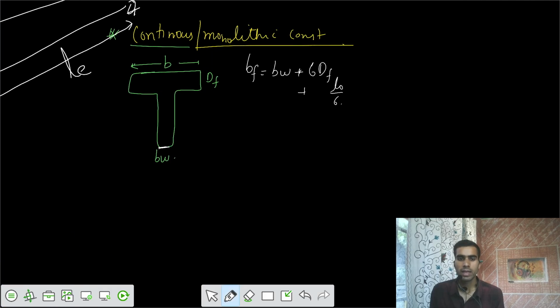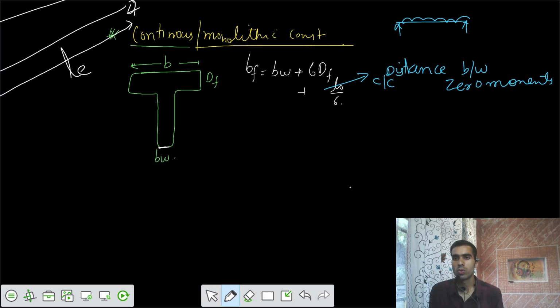And what is L naught here? If you take simply supported beams, L naught is the center to center distance, or we say the distance between points of zero moment. The two points where the moment is zero, the distance between those two points is L naught. We have zero moment here and zero moment here. That means L naught equals L effective for a simply supported beam.